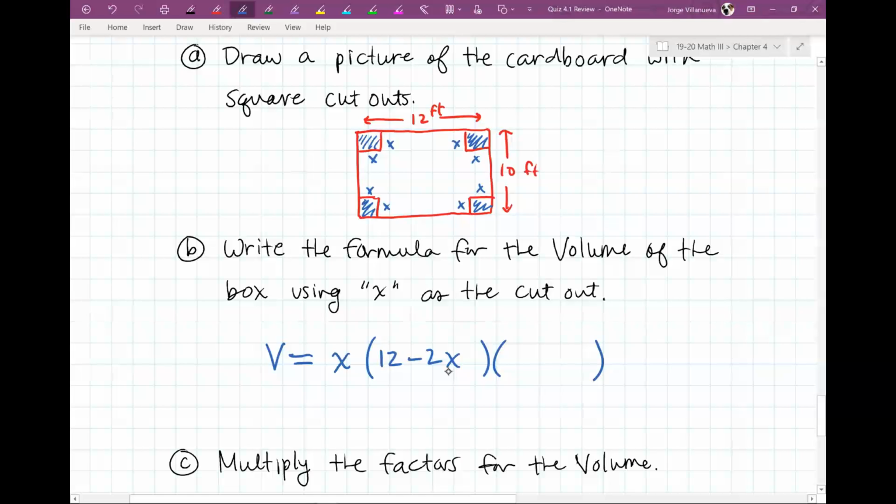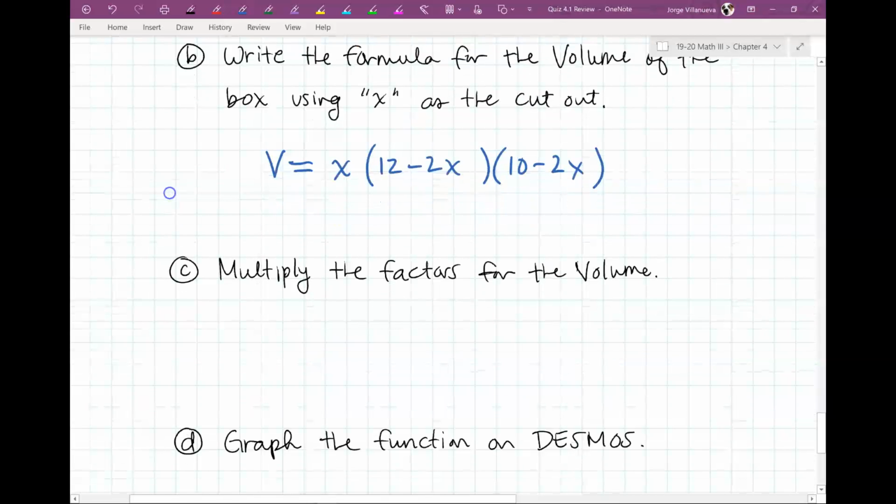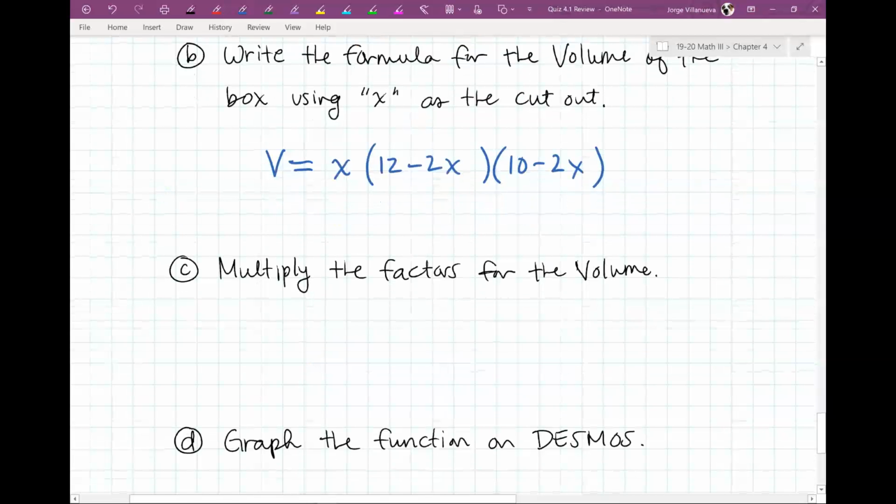For the width, what should I write? Minus 2x's, right? So minus 2x. There you go. You just wrote the volume. C, multiply the factors for the volume. In other words, go ahead and multiply out your volume.